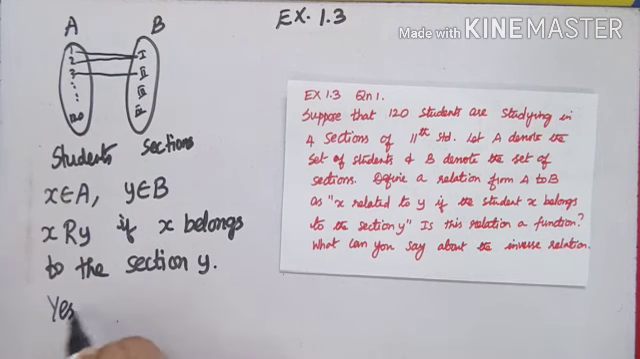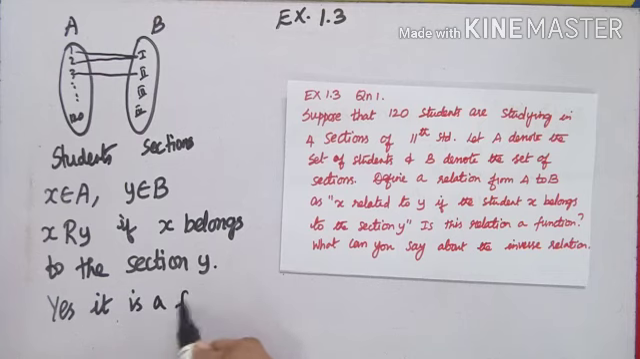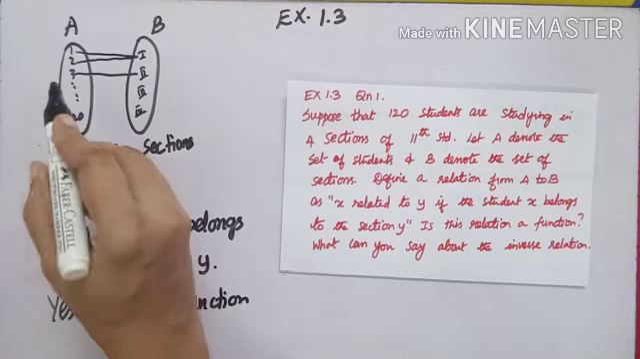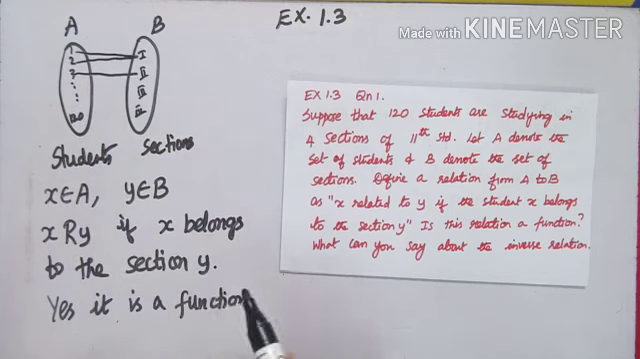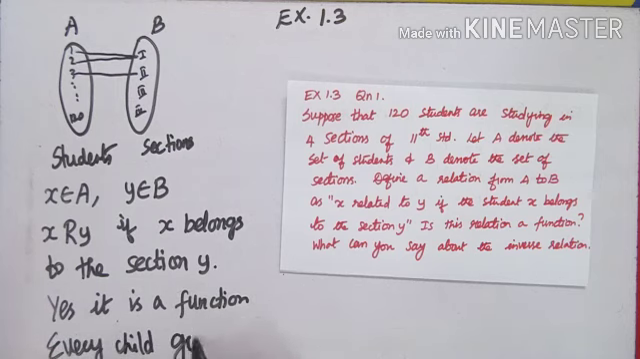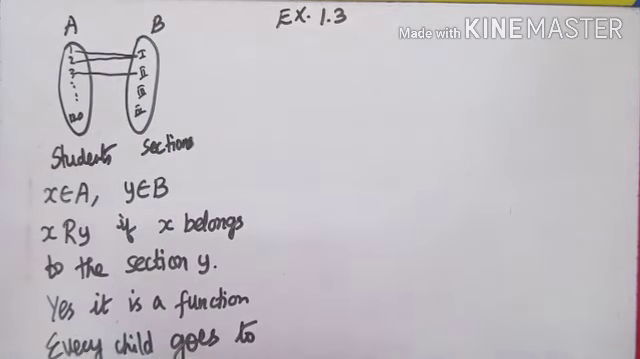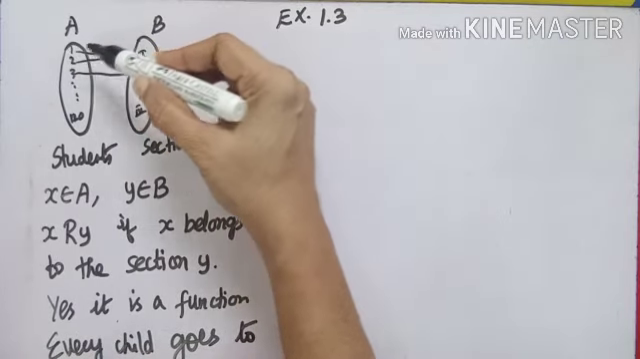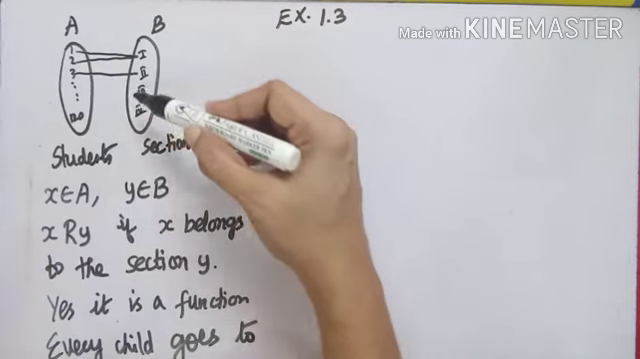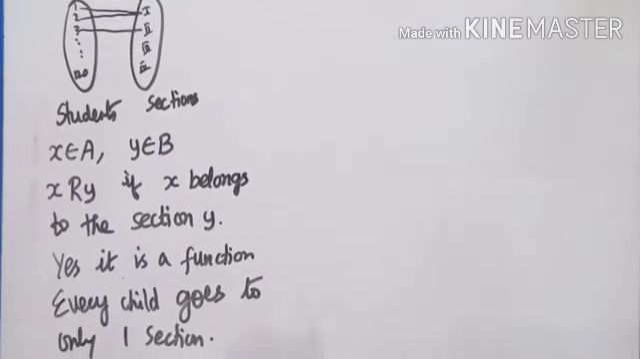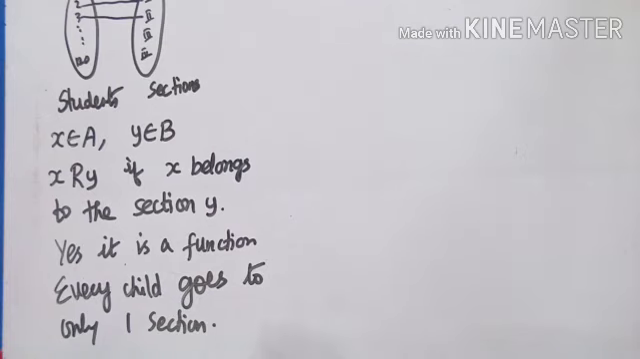Yes, it is a function. Why do you say it is a function? Because one child can go to only one section. One child cannot be in 2 sections. So every child goes to only one section. No child goes to 2 sections. So, one child can go to first section or second or third or fourth. So, every child has only one section, and so I will say it is a function.